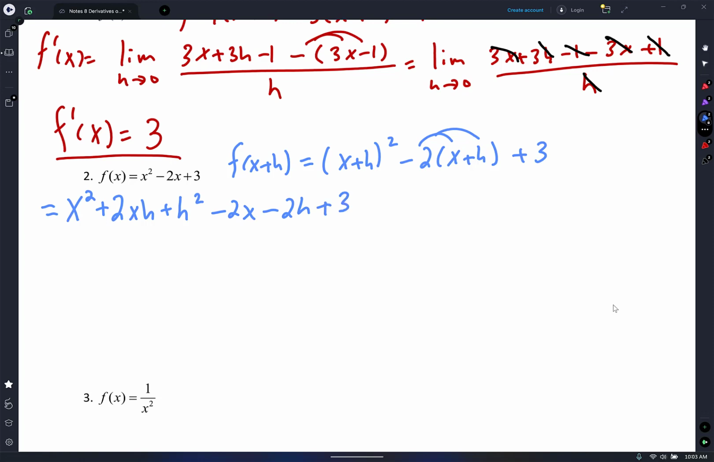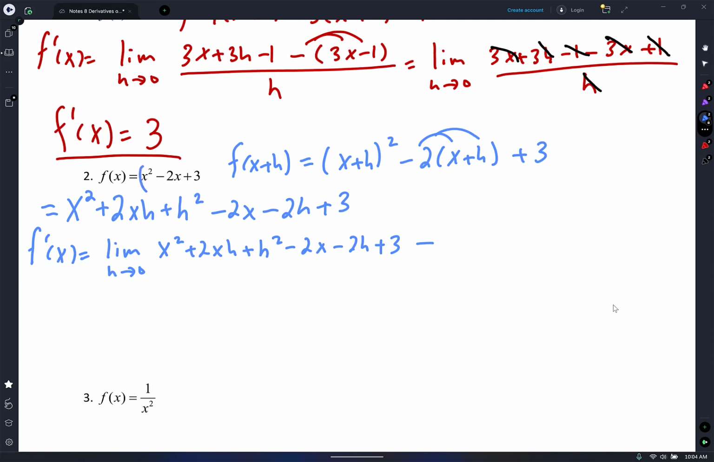All right, now I'm going to write the limit statement. So I'm going to write f prime of x is equal to limit as h approaches 0 and all this mumbo jumbo. x squared plus 2xh plus h squared minus 2x minus 2h plus 3 minus, and I'm going to go ahead and distribute the negative already, guys. So I'll slow down. Minus f of x.